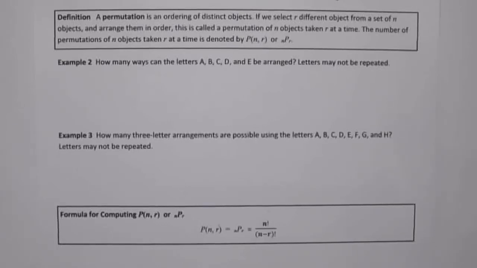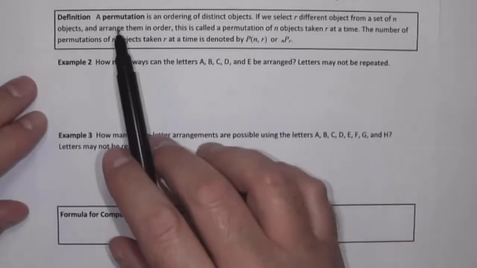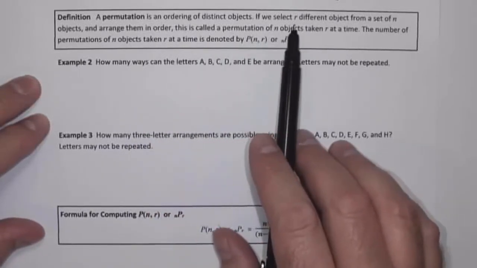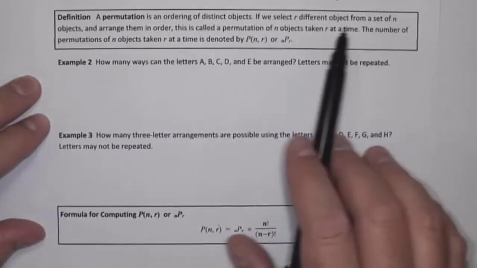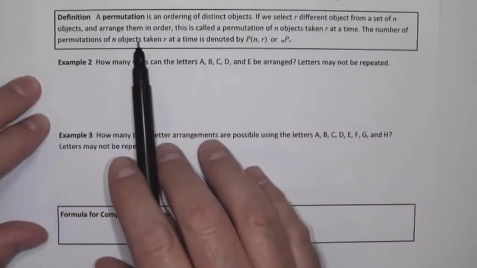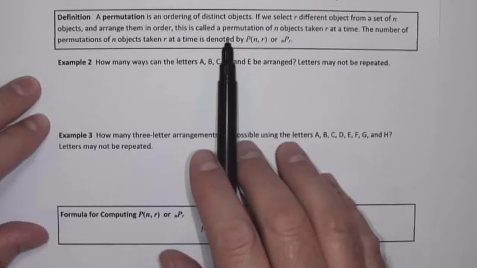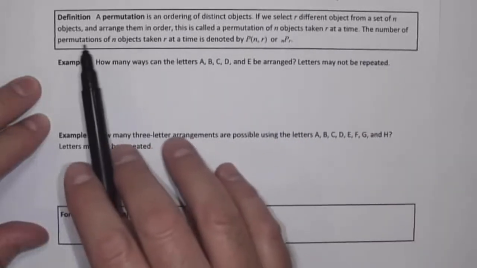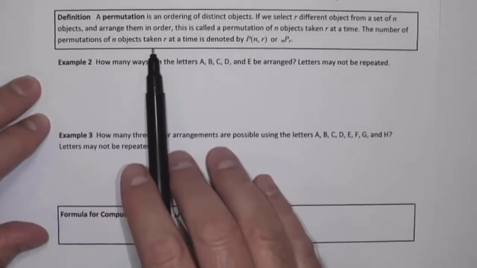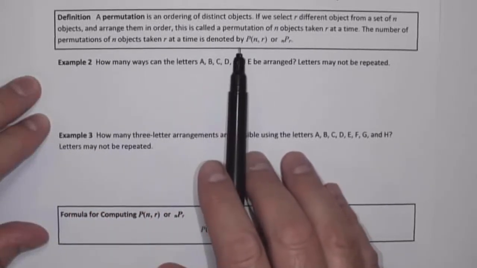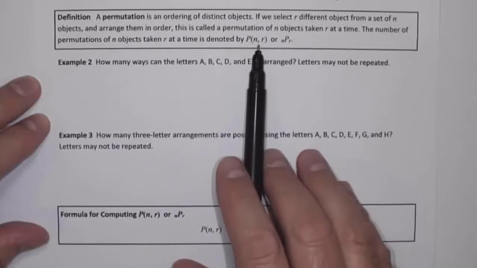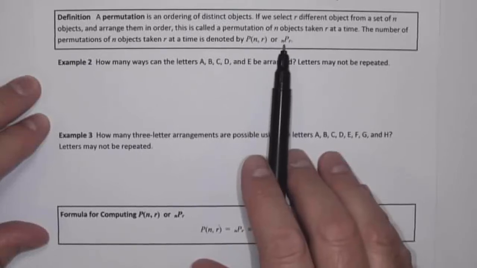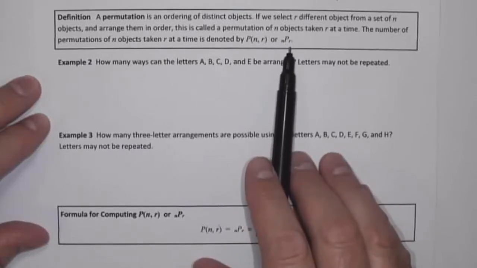In this video, we're going to look at permutations. A permutation is an ordering of distinct objects. If we select R different objects from a set of N objects and arrange them in order, this is called a permutation of N objects taken R at a time. The number of permutations of N objects taken R at a time is denoted by P(N, R) or subscript N capital P subscript R.